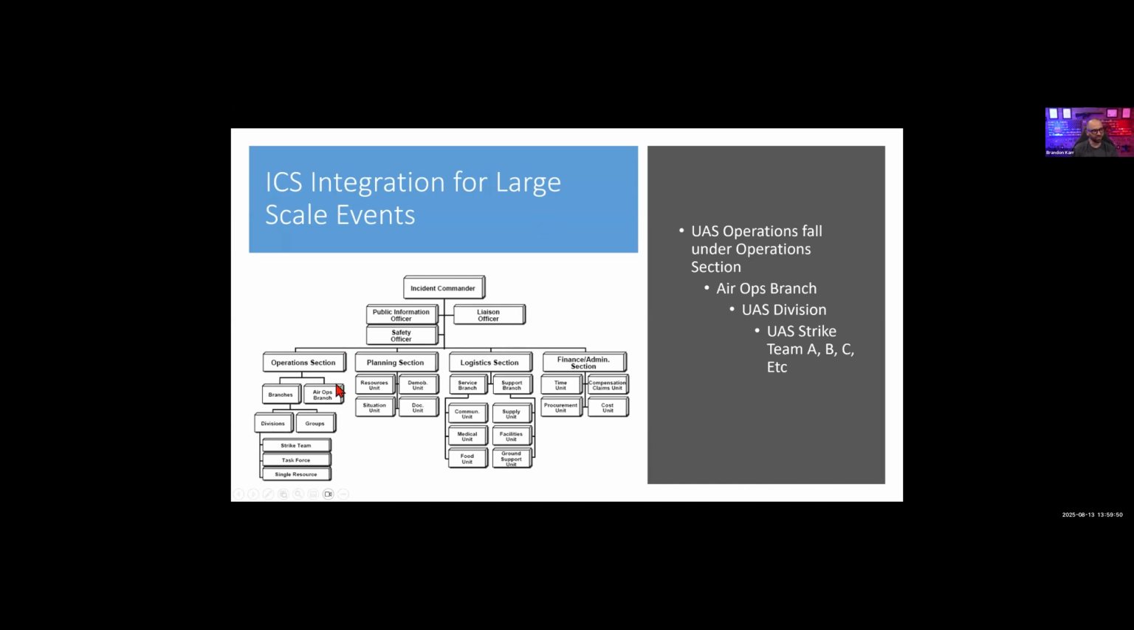Drone operations fall inside the air operations branch under the operations section, who reports to the incident commander. So tasking comes down from the incident commander to the operations section chief, goes to the air operations branch to you. So make sure that you understand where those tasks are coming from, what they need, and how the communication is flowing. Okay.